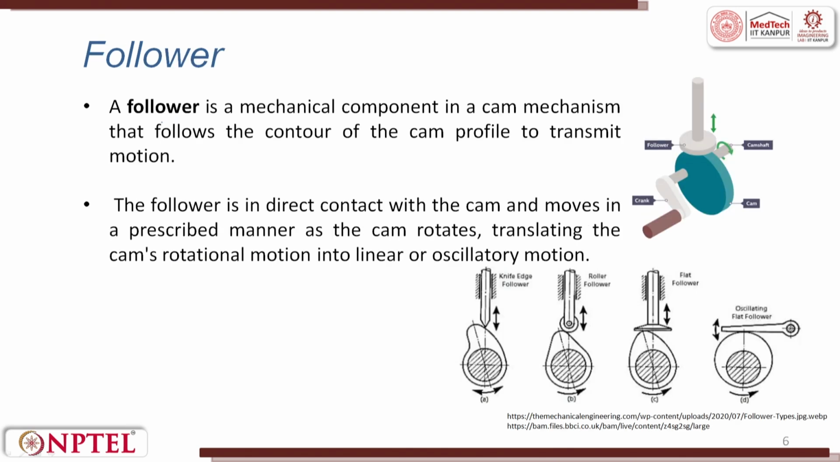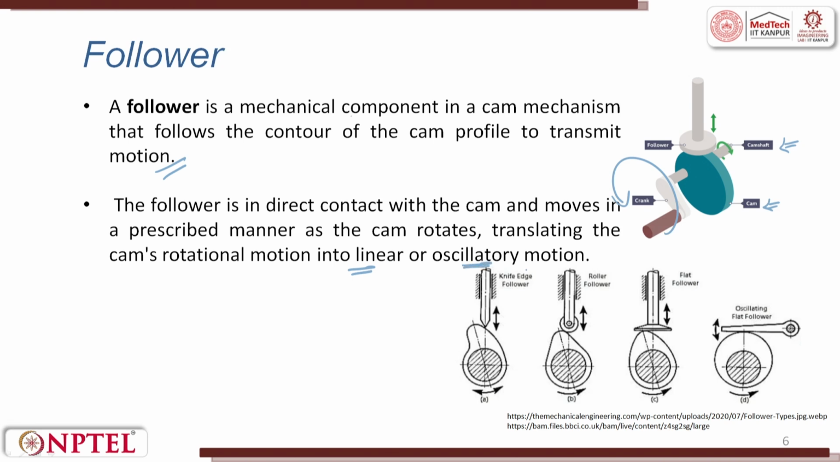Follower, as I told you, there are different types of followers. Follower is a mechanical component in a cam mechanism that follows the contour of the cam profile to transmit a motion. Right. So, here if you see, this is the follower, this is a crank which rotates, and you have a cam, then you have a cam shaft attached to it. The follower is in direct contact with the cam and moves in a prescribed manner as the cam rotates, translating the rotational motion into linear or oscillatory.